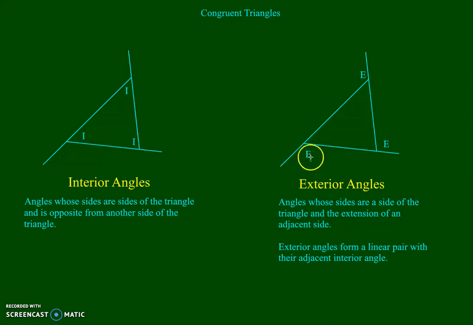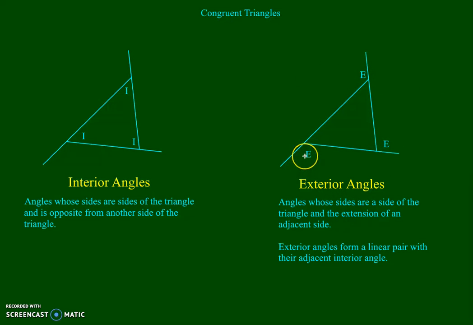Here we have an exterior angle. An exterior angle is an angle whose sides are one side of the triangle but an extension of an adjacent side. And notice this angle is not opposite any of the sides of the triangle. It points outward.